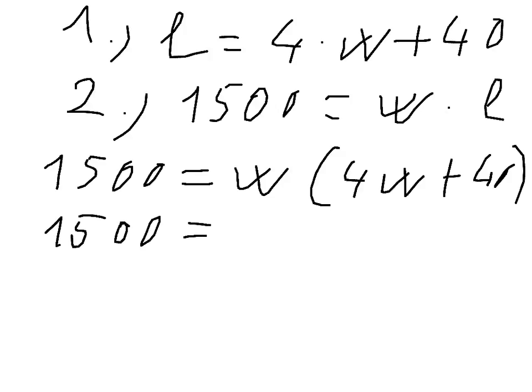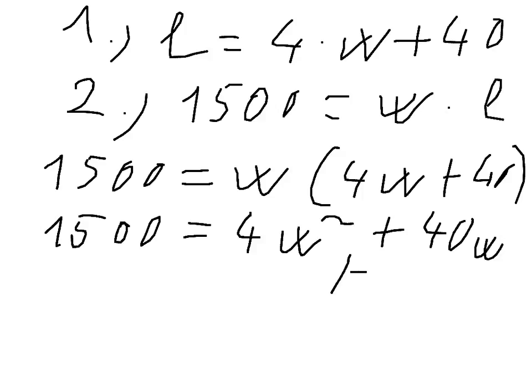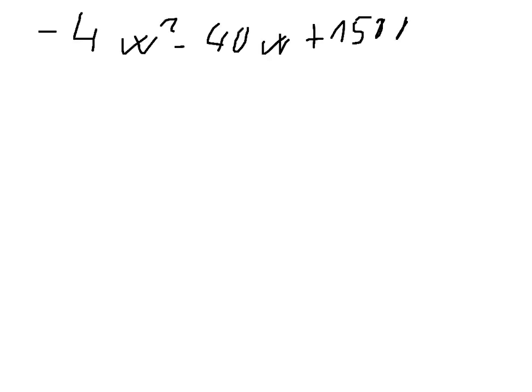and we are going to have 4W squared plus 40W. We subtract 4W squared and also 40W from both sides. And the result will be minus 4W squared minus 40W plus 1500 equals 0.